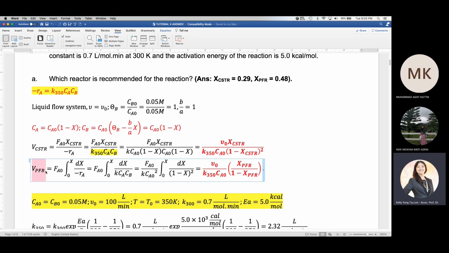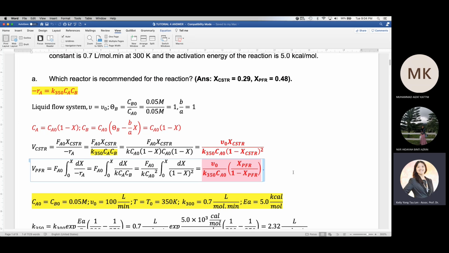Equation mana yang memenuhi these three characteristics. One, dia adalah PFR. Second, rate law dia minus RA, KCACB. Third is dia mesti liquid phase. So, kalau kamu tengok list equation dia, ini adalah equation yang akan kamu dapat, which is inlet volumetric flow rate per KCA0 in bracket XPFR per 1 minus XPFR.